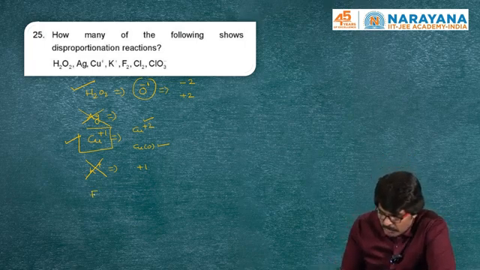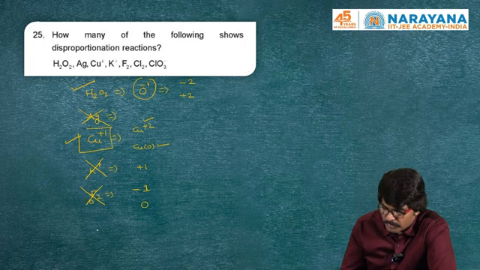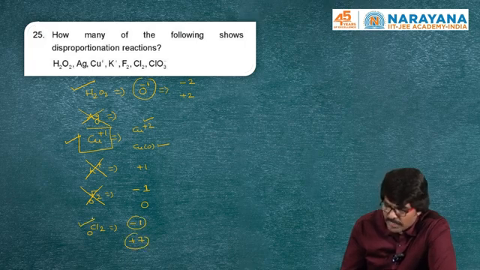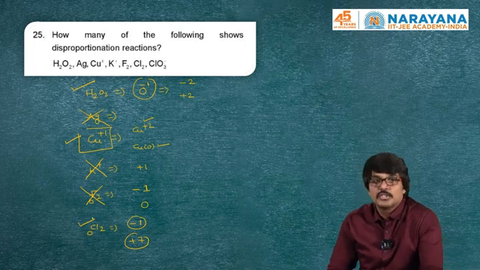The next one is element fluorine. The minimum oxidation state of fluorine is -1 and the maximum oxidation state is 0. Already it is 0. Oxidation of fluorine is not possible. Therefore, we have to rule out fluorine from the list. The next option is chlorine. Minimum oxidation state of chlorine is -1, maximum is +7. The given oxidation state is 0, which is intermediate. Therefore, chlorine has the ability to undergo disproportionation.